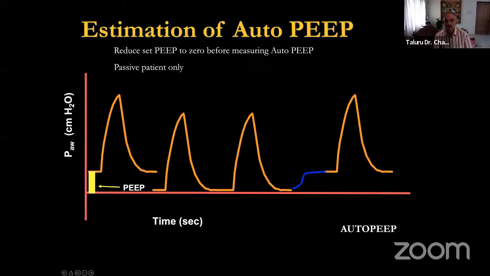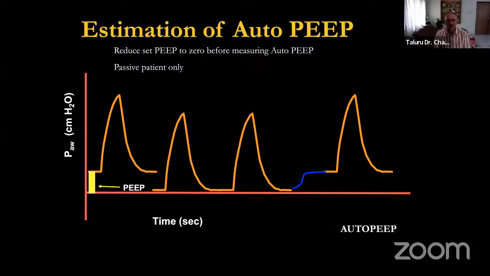Once the set PEEP is reduced to zero and you put an expiratory hold on a passive patient, you get the estimation of auto PEEP. And once the auto PEEP estimation comes, textbooks say that 80% of the estimated auto PEEP should be your set PEEP. How a set PEEP counteracts an auto PEEP is difficult to understand. Mechanisms are not understood, but I'll try to give some clarity in the COPD class.